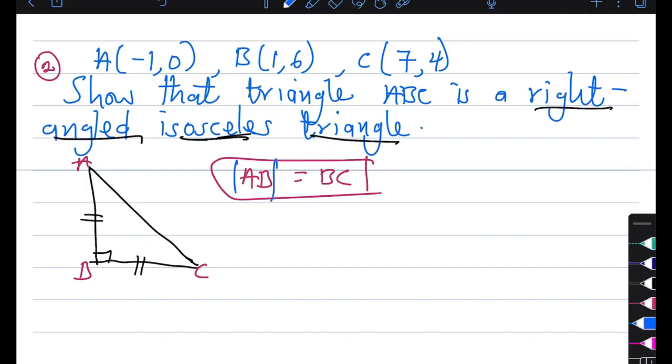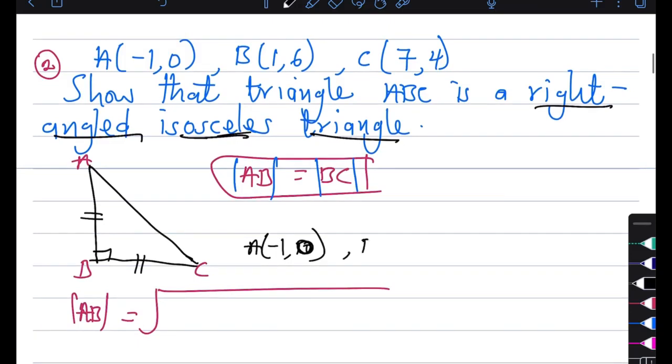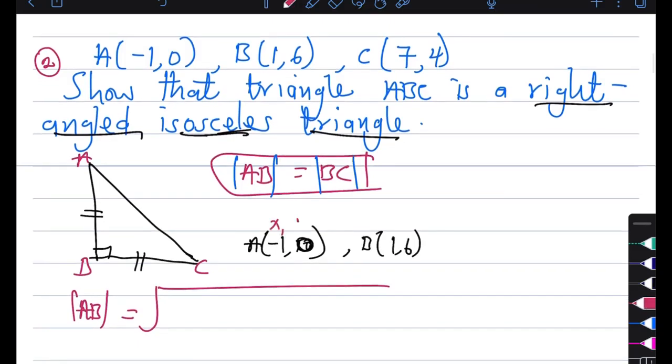So the distance from A to B should be equal to the distance from B to C, okay? Because those lengths are what we are arguing are the same. So let's first take AB. That will be the square root of, now let me bring those two coordinates here. A is negative 1, 0, sorry, and B is 1, 6. Okay, so let's say this is x1, y1, x2, y2.